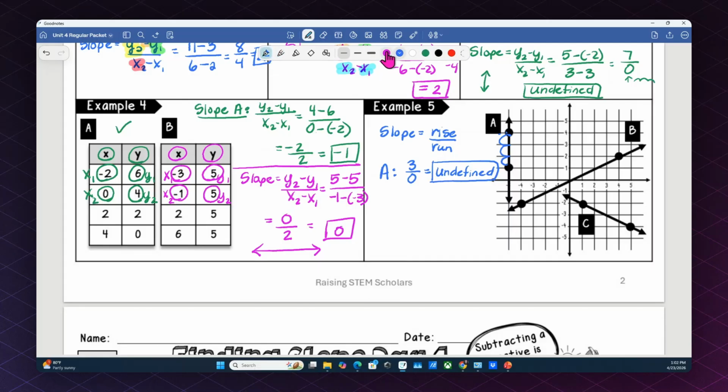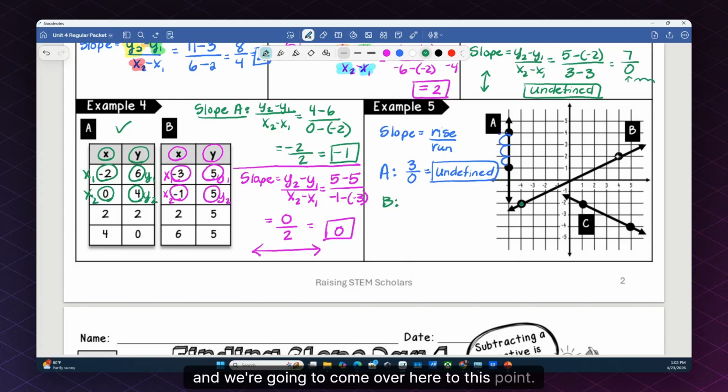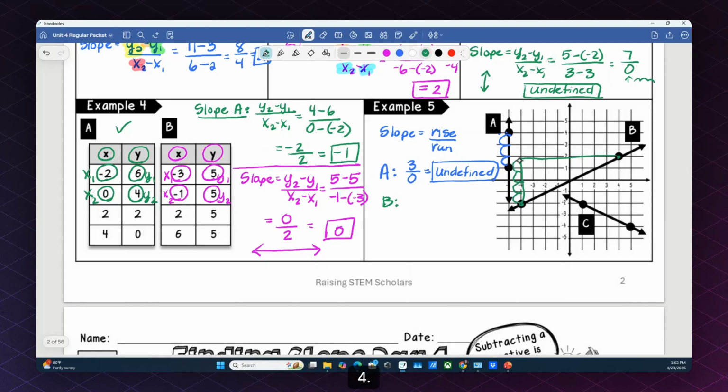So let's look at the next one. Let's go ahead and we'll just pick this color. So we got B. Okay. We're starting here at this point, and we're going to come over here to this point. So I'm just going to kind of make myself a triangle so I can count easy. I'm going to go up 1, 2, 3, 4. Okay, so I went up 4 with that. So my rise was 4, and then my run is going over 1, 2, 3, 4, 5, 6, 7, 8. So it went over 8 spaces.